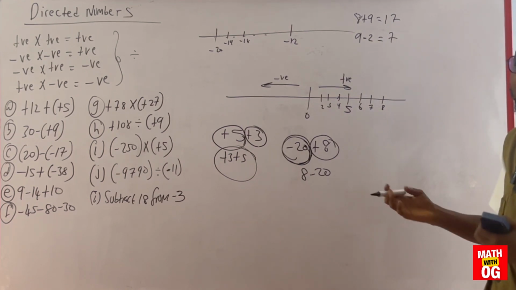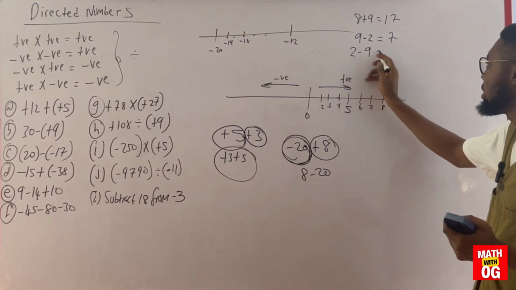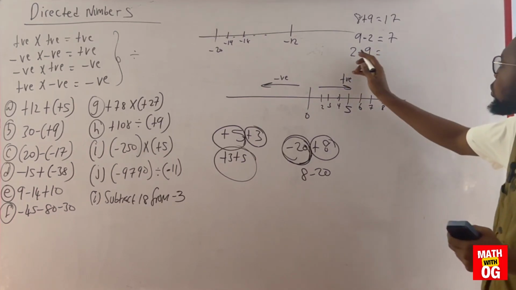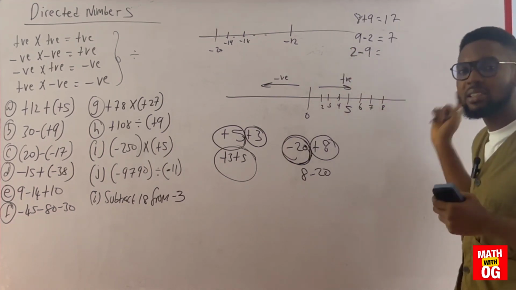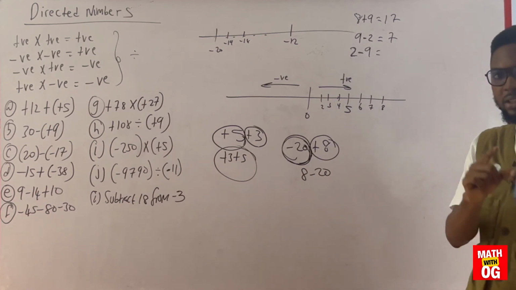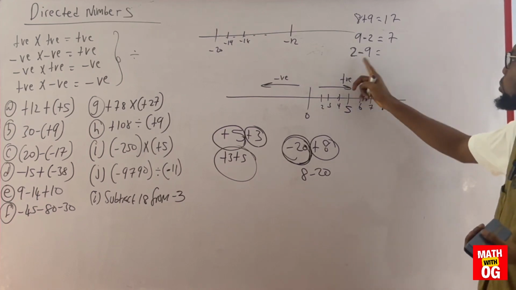Now, where you start having difficulties is when you see a question like this: 2 minus 9, because 2 automatically is smaller than 9. So whenever you see a question where a smaller number is subtracting a bigger number, assume the bigger number is subtracting the smaller number and introduce a negative sign. So you have to find 2 minus 9.